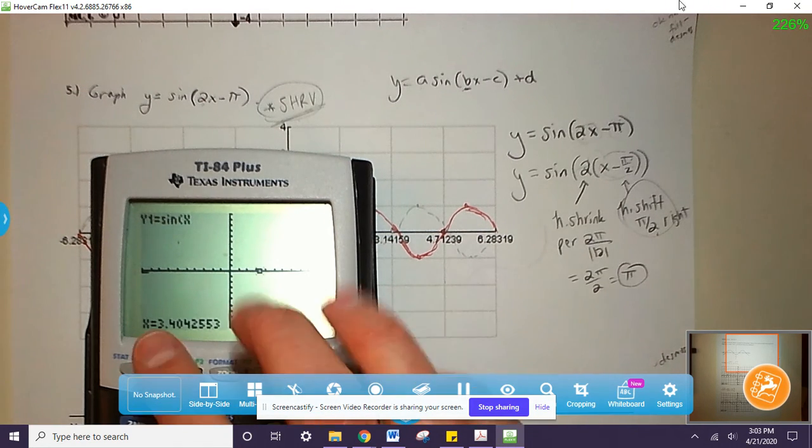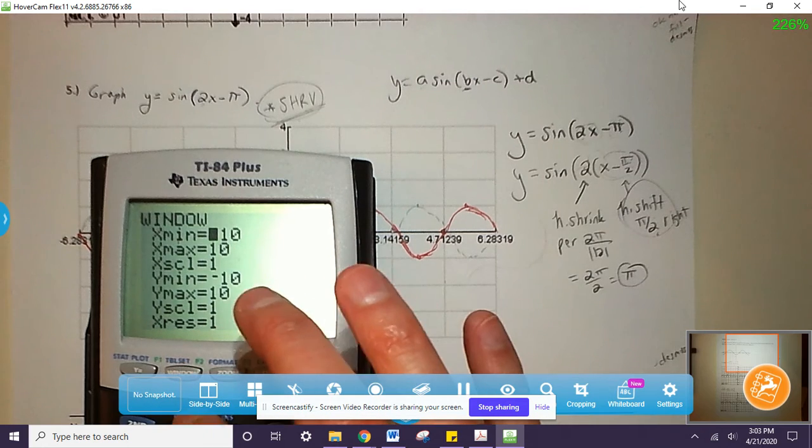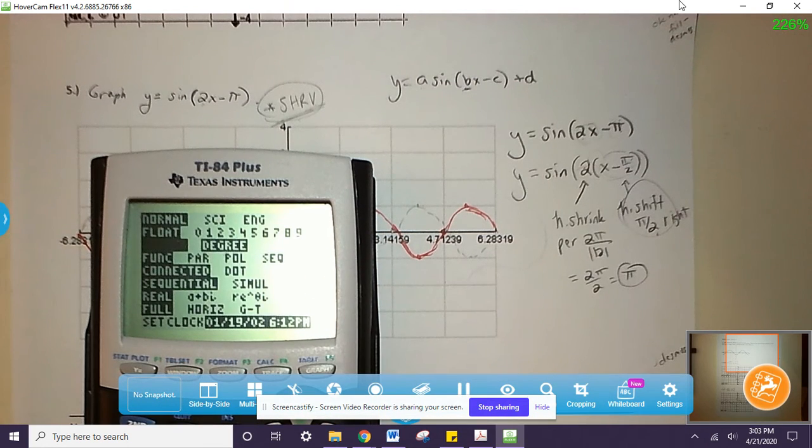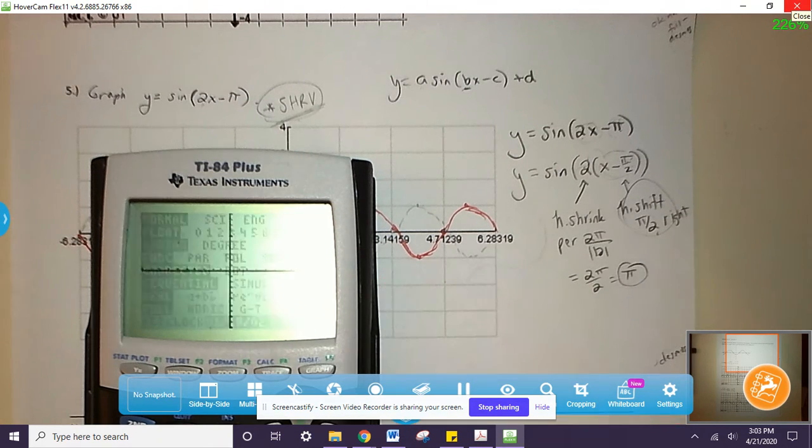So first thing to acknowledge, when we graph trig functions in this class, we only graph in radians. It is possible to graph in degrees, but we only graph in radians. Okay? So you should write that down. We want to be in radian mode when we graph.